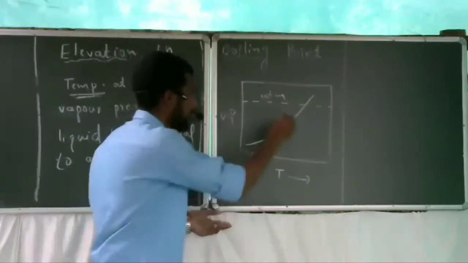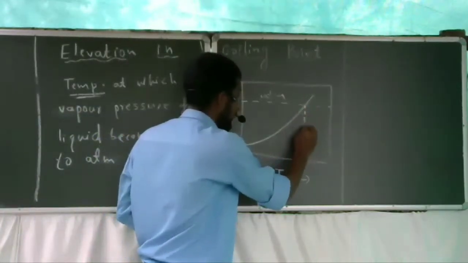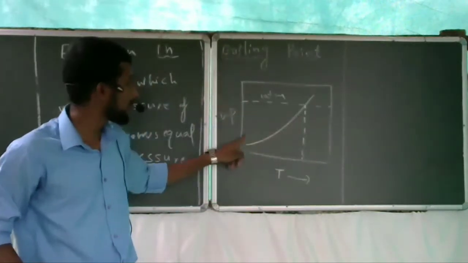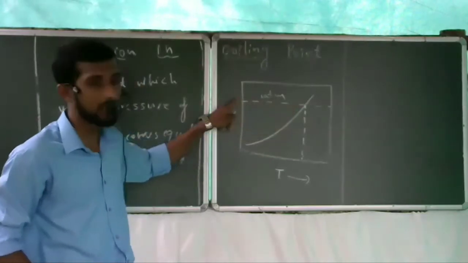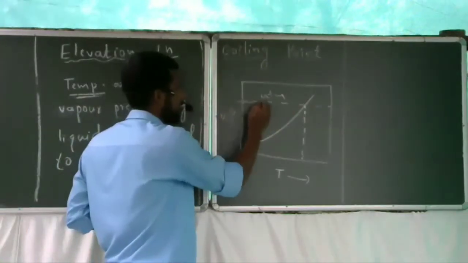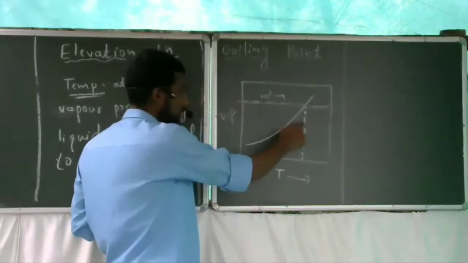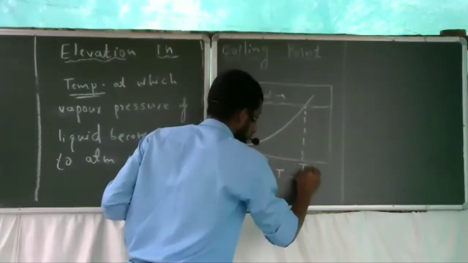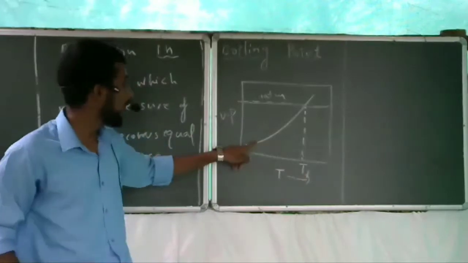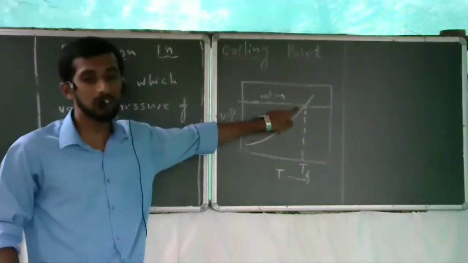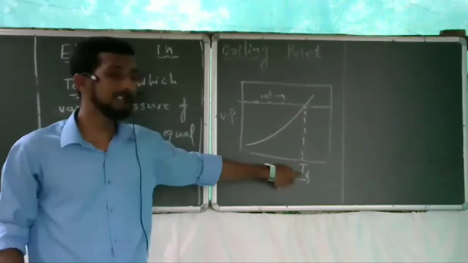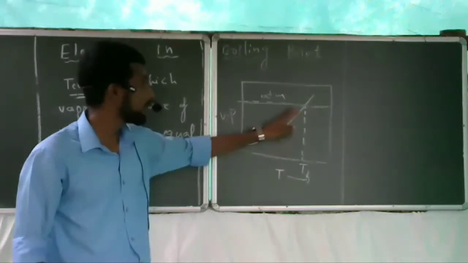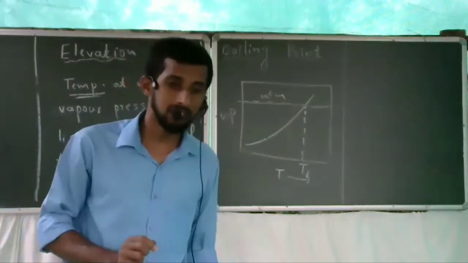At one particular temperature, which I'll take as T1, the vapor pressure of the liquid becomes equal to atmospheric pressure. This is atmospheric pressure, 1 atm. At T1, the vapor pressure of the liquid is equal to atmospheric pressure, so T1 is considered the boiling point of the liquid. When the vapor pressure of the liquid becomes equal to atmospheric pressure, that temperature is called the boiling point.